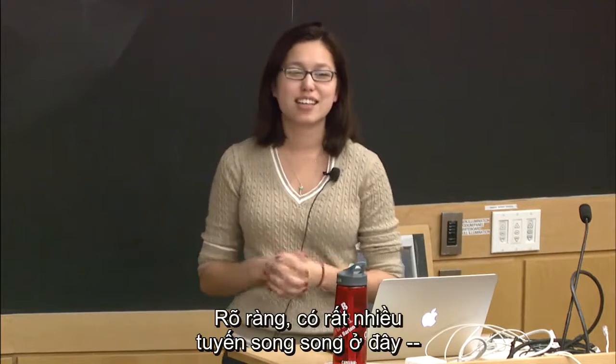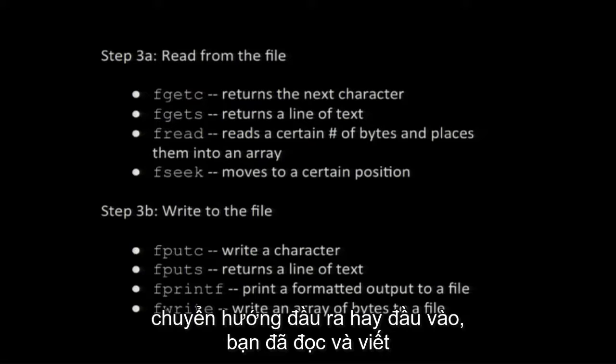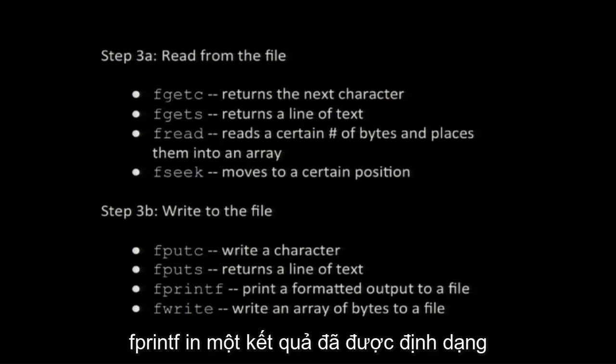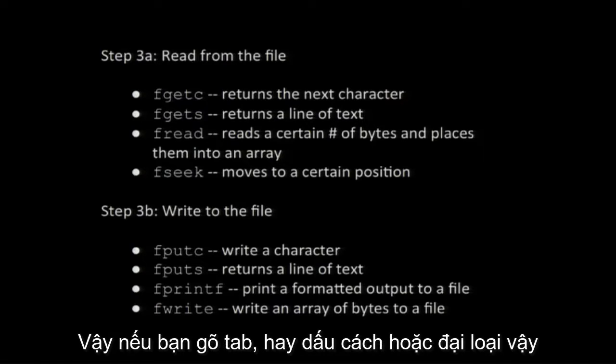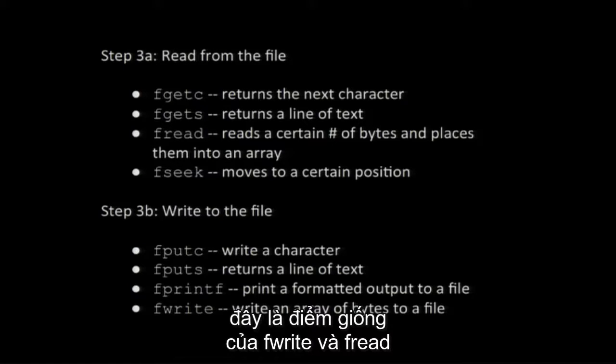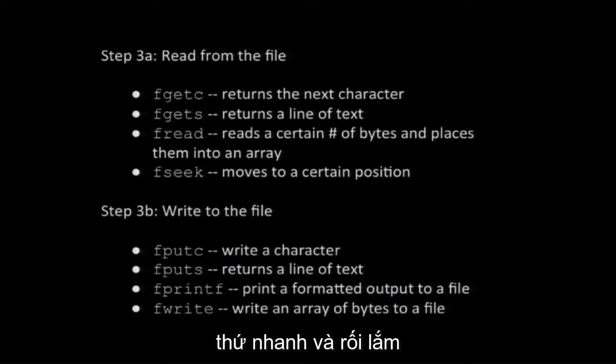So write, obviously, there's a lot of parallel here, like our output and input redirection. We have read and write. So fputc just writes a character into the file. Fputs writes a line. Fprintf prints a formatted output, so if you have tabs or spaces and whatnot. And then fwrite writes some array of bytes to a file. So this is the same way fwrite and fread are analogous opposites. Fgets, fputs, and then fputc and fgetc. Lots of crazy quick things.